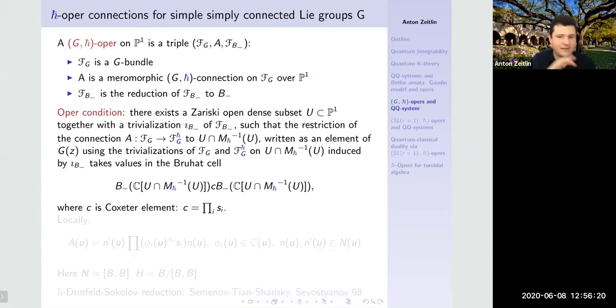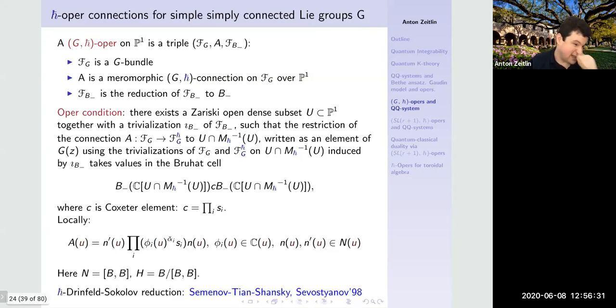In general, this is going to be all twisted around and kind of hard to say where everything is going to be. So on the level of just local expression, this is what this oper connection corresponds to. So this is how A of u looks, with n' and n.